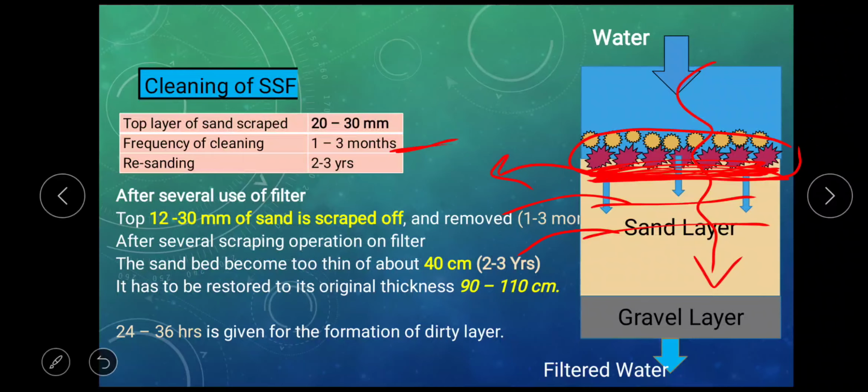So the thickness of the sand layer will decrease. When the thickness decreases to 40 cm, then we will restore this thickness back to its original condition, that is up to 90 to 100 cm. When we restore the thickness, we give 24 to 36 hours for the formation of the dirty layer, because it helps in the filtration.